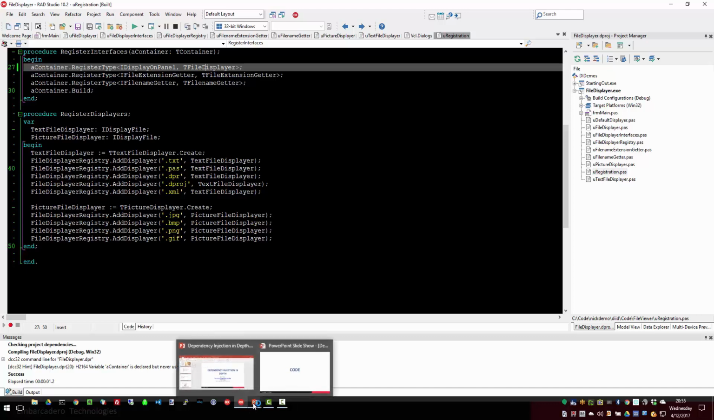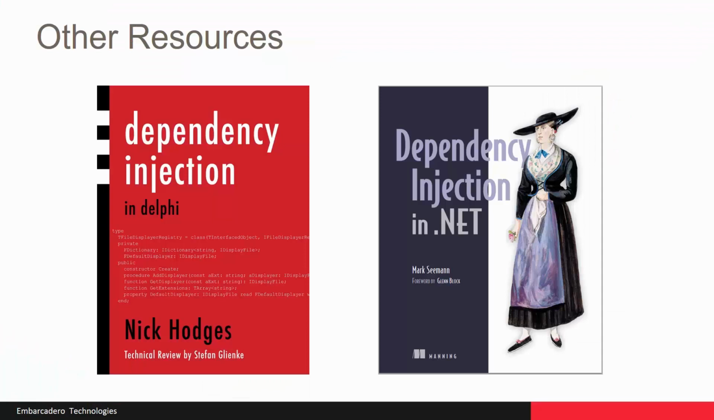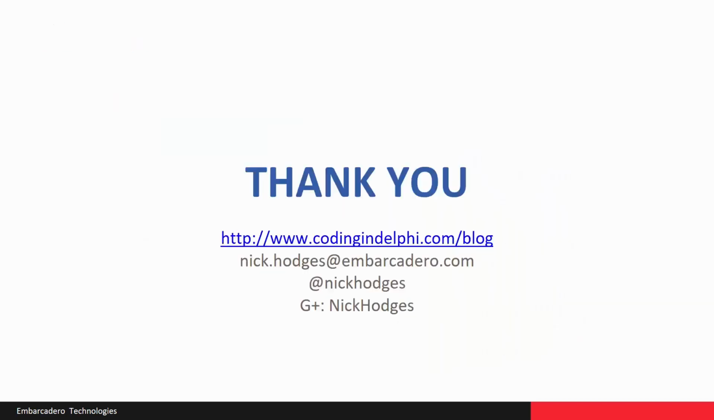So let's jump back to the slides. Here are some other resources. I've mentioned my book a couple of times. It's called Dependency Injection in Delphi. You can get it at LeanPub right now, and the soft copies will be available soon on Amazon and CreateSpace. Another good book is Mark Seemann's Dependency Injection in .NET. It is very thorough and deep in its discussion of dependency injection as well, but it is all .NET. I recommend my book, of course, but Mark's book is very good as well. So thank you, and now it is time for questions.